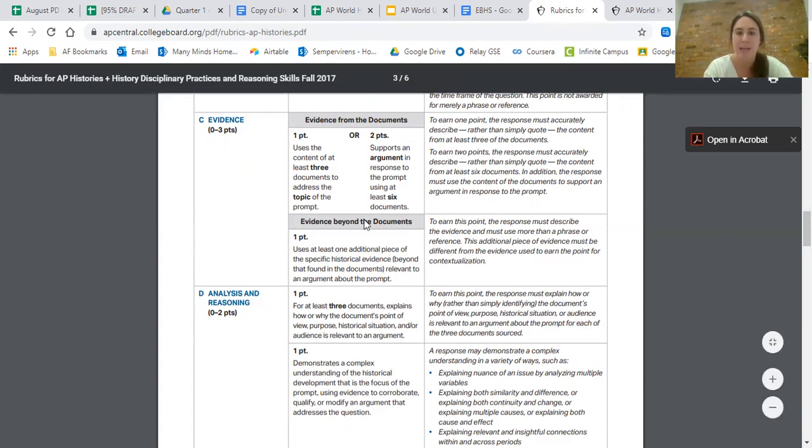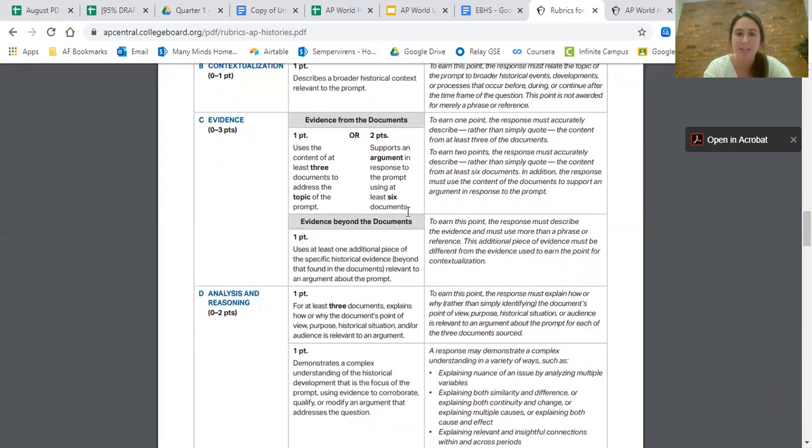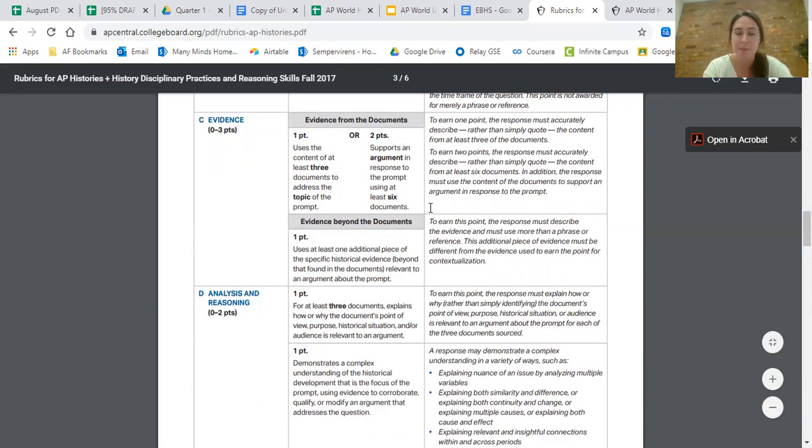The second point is evidence support. This means that you used those documents to actually support an argument in response to the prompt. And you need to do that for at least 6 of the 7 documents. This is a really hard point to get, but it's something that we're all going to feel really equipped for by the end of the year.